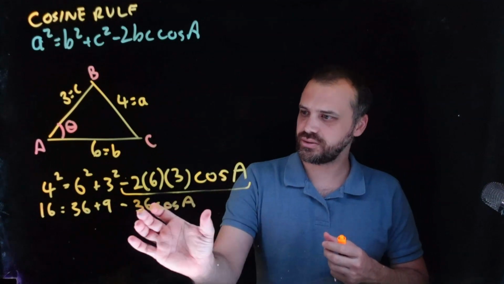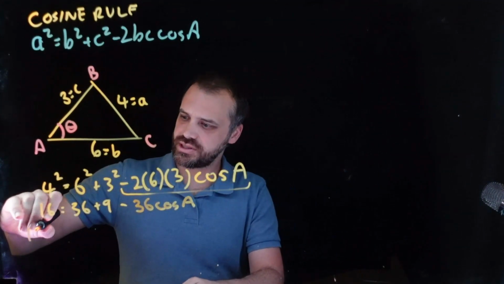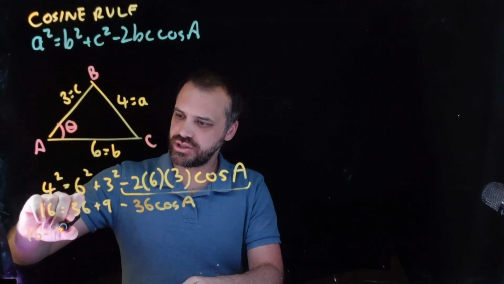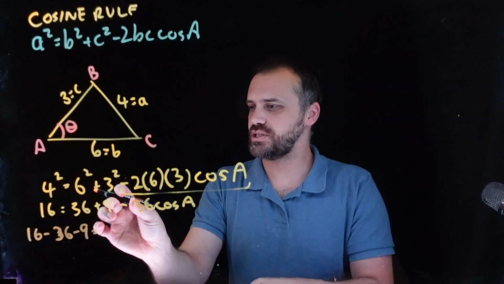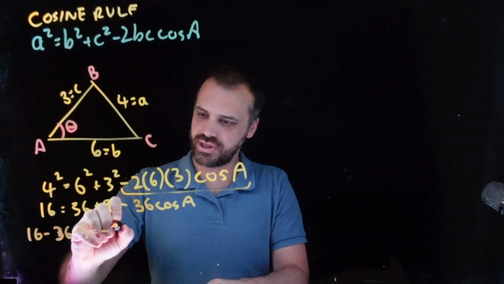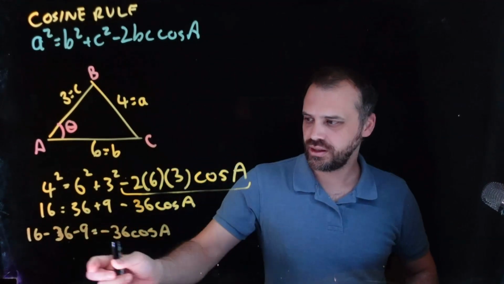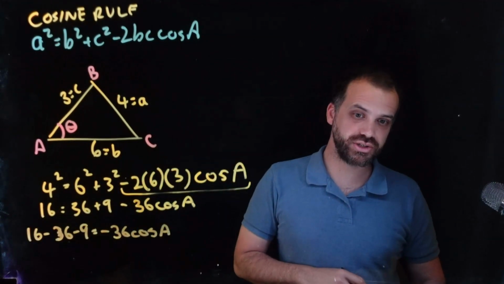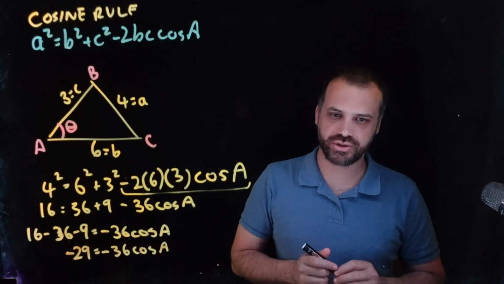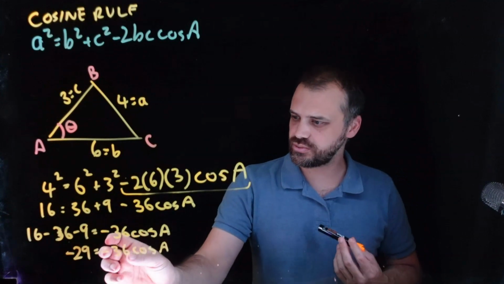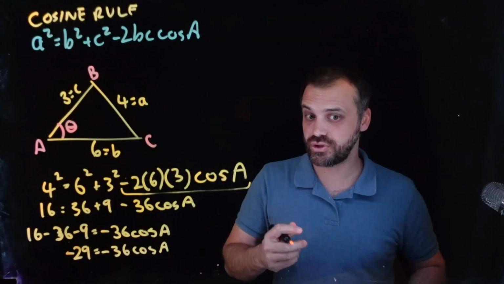Okay, now remember, this term is all connected. I keep saying it over and over again. We have 16 minus 36 minus 9, so I've moved 36 and 9 over to here, is equal to negative 36 cos A. Okay, 16 minus 36 minus 9, I get negative 29 equals negative 36 cos A. And now this is when we can deal with this negative 36. We can divide both sides by negative 36.